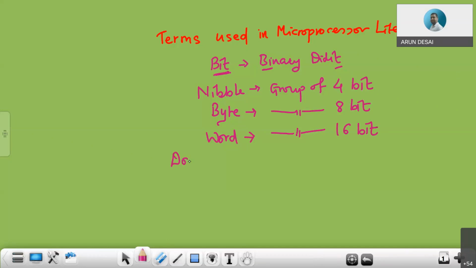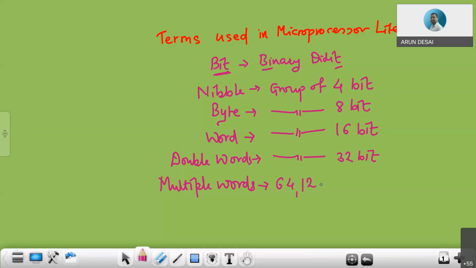Then double word, obviously double of this, so 32 bits. You also call multiple word. Multiple words are there, right? A multiple word, you call it as if it is 64 or 128 and so on. Such types of multiple bits are there, and this is called multiple words.